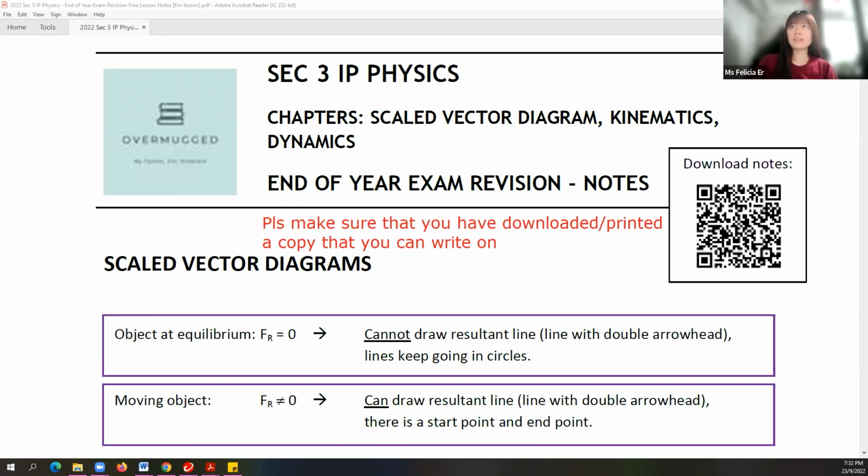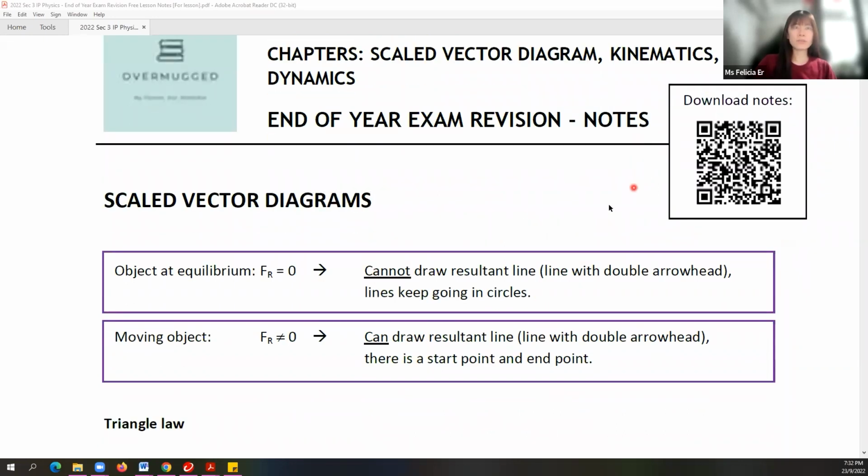So let's begin. Make sure you have a copy of today's notes, because I will need you to follow me and highlight. Whenever I highlight, you follow and highlight. Whenever I write, you follow me and write it in. Okay, so for scaled vector diagram.